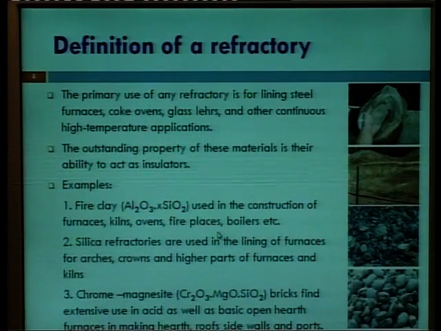That is the reason we give due importance, because the primary use of any refractory is lining steel furnaces. So we have to emphasize that they should have excellent thermal insulating properties. As we progress, we will see different types of refractories.